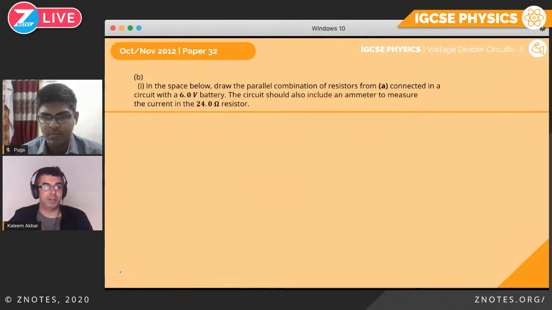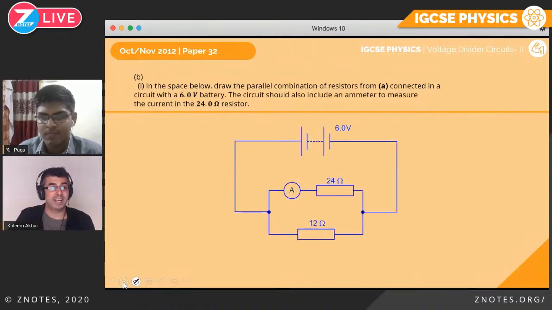So in the displays below, this is another circuit problem: draw the parallel combination of resistors from A connected with a 6-volt battery. The circuit should also include an ammeter to measure the current in the 24 ohm resistor. Guys, this is where I feel a lot of students lose marks. They don't really know how to draw circuits. They don't really understand what the question's asking. It's basically asking you to do what you did in the last part, but in parallel. And then they also ask you to find the current in the 24 ohm resistor. So here is an accurate representation of what that circuit would look like, and you'd be asked to draw it.